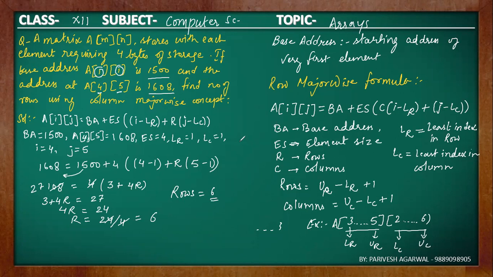So here the answer is that the number of rows is 6. In this way, this type of array address calculation is carried out when it is stored in different forms, either column major or row major. So I hope that you all understood properly, students.